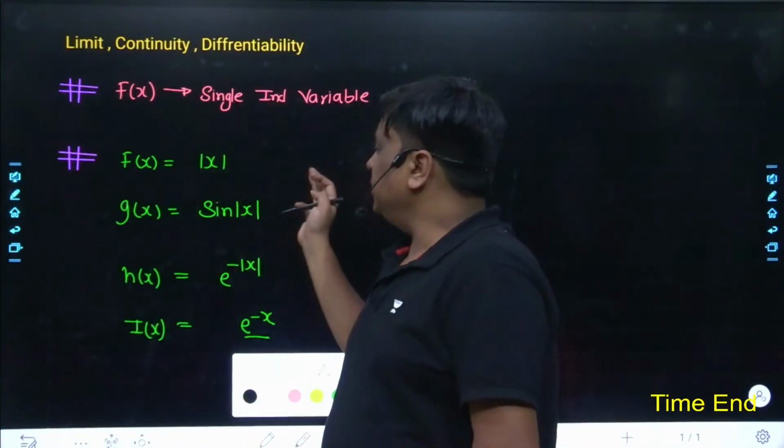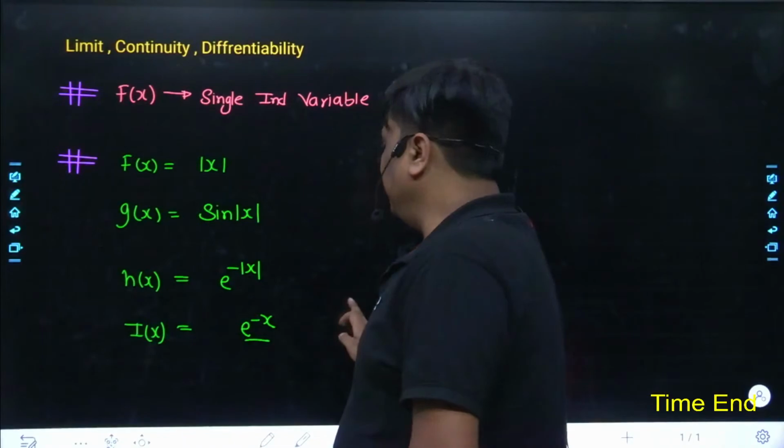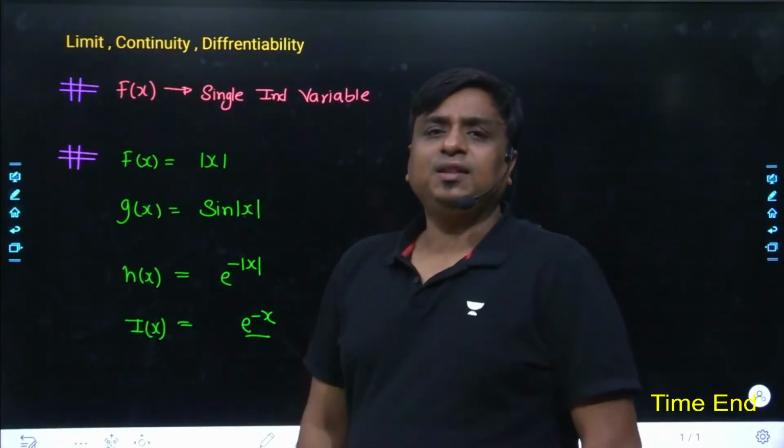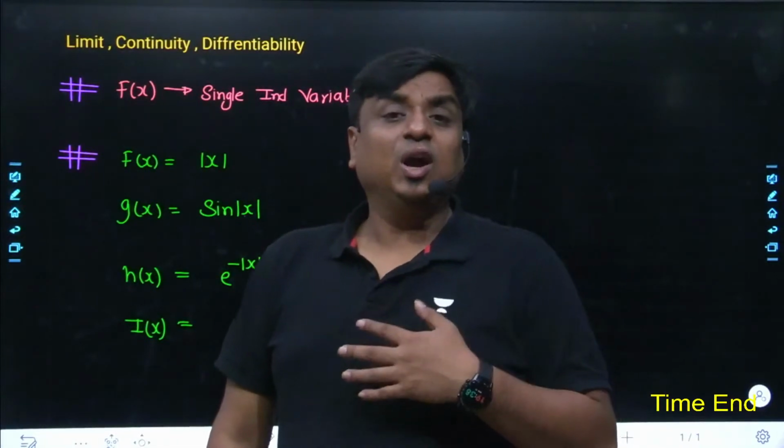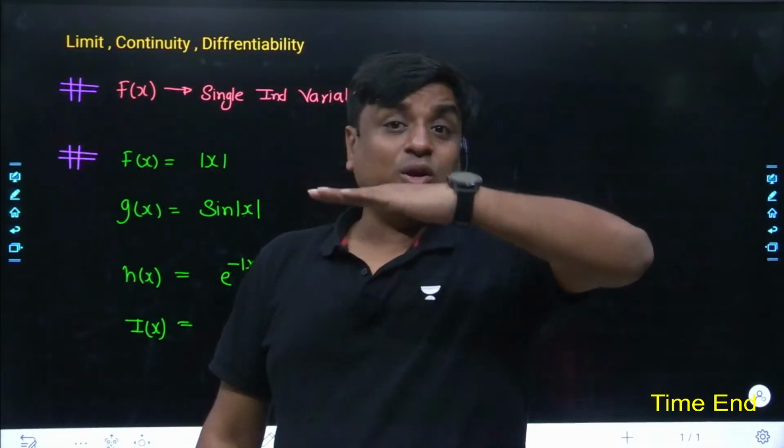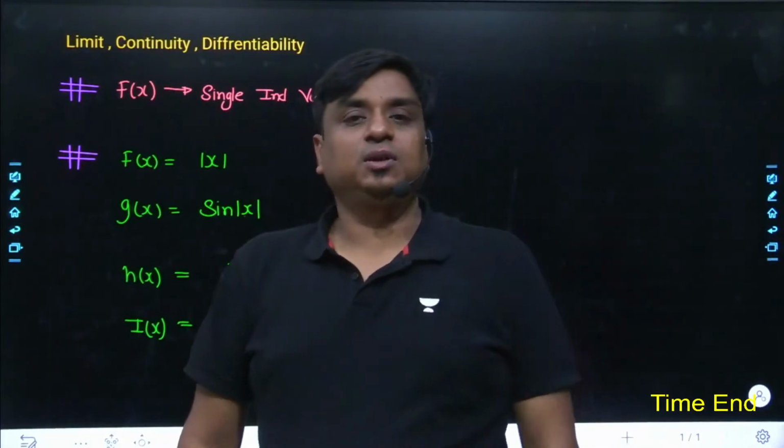The same goes with differentiability. What does it mean by differentiation? If I take the differentiation of any function which carries one independent variable, actually we want to draw a tangent and we want to know the slope of that tangent.